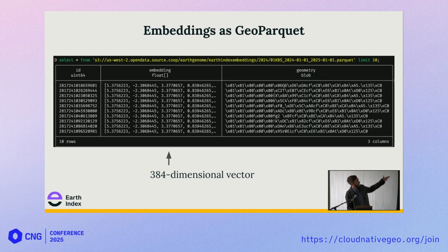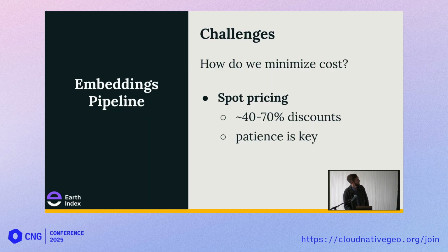This is what one of these GeoParquet files looks like. As you can see in the middle column there, you have your 384-dimensional vector. I guess that's where the magic happens.